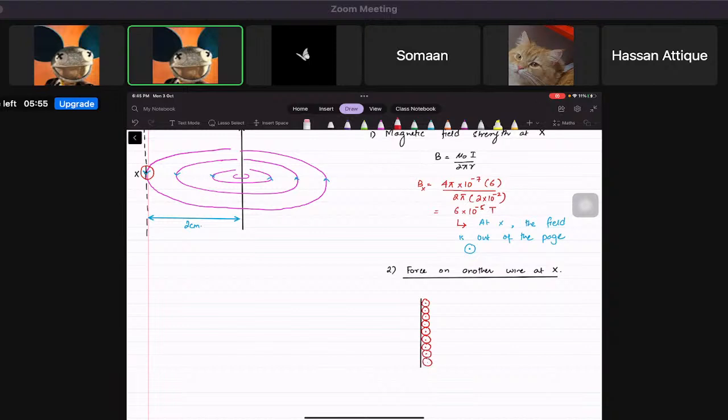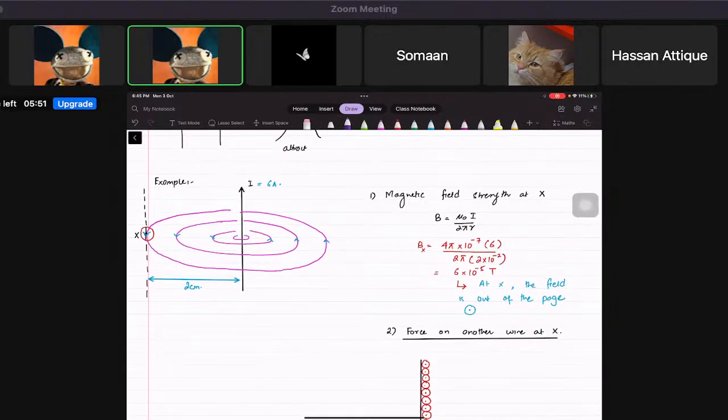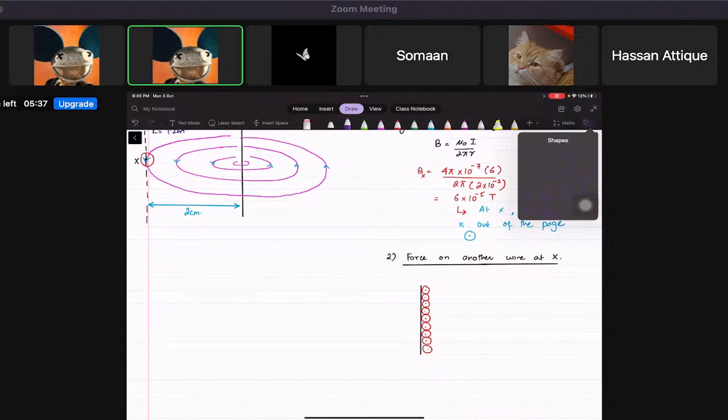Like this. And they have told you that this wire is carrying a current upwards of 4.8 amperes, and the length of the wire that is affected by the magnetic field is 1.2 meters, which means that this length that you see is 1.2 meters, and the current it's carrying is 4.8 amps, like that.